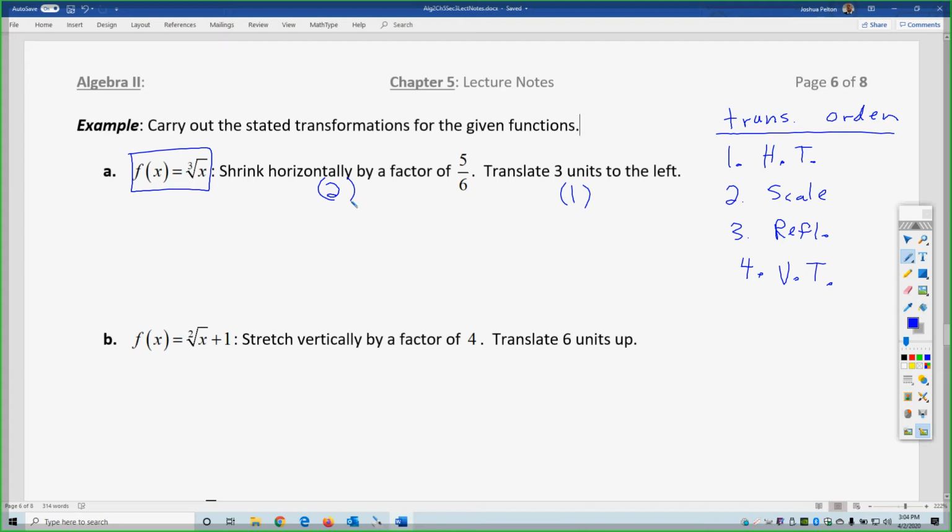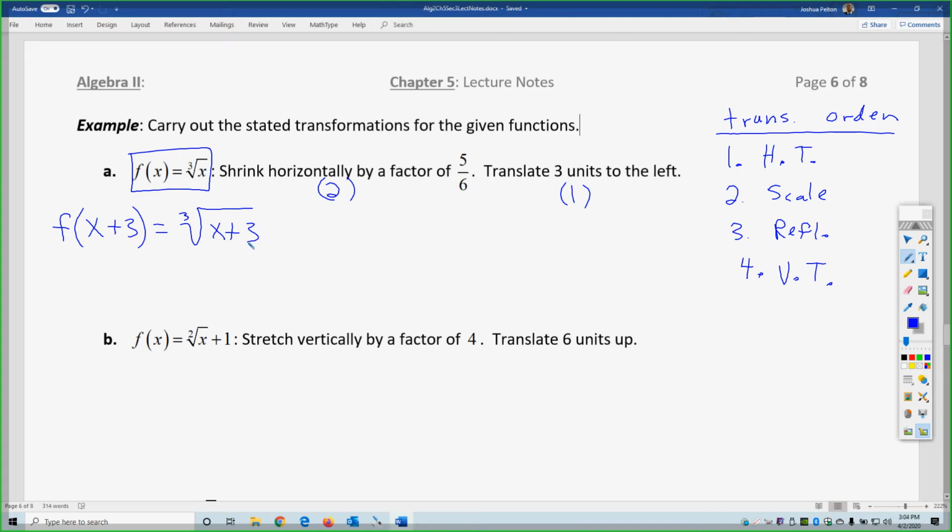So translating 3 left is horizontal, which is x, which must be on the inside. So it's 3 left, so I must add 3, because the inside is counterintuitive. So it's the third root of, replacing x with x plus 3, and we get that.